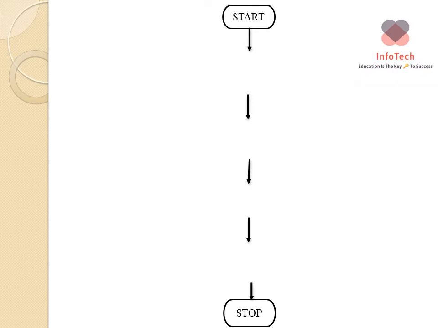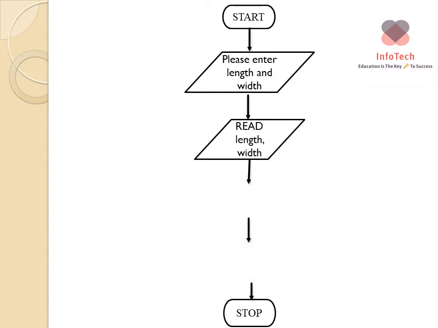So the first thing that we'll need to do is to prompt the user to enter the length and the width of the rectangle, followed by the program receiving the length and the width from the user, and afterwards we'll have the calculation, which is area equal to the length multiplied by the width.